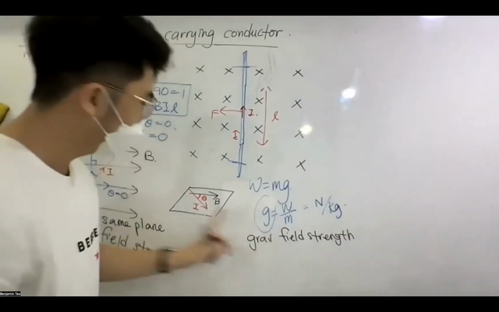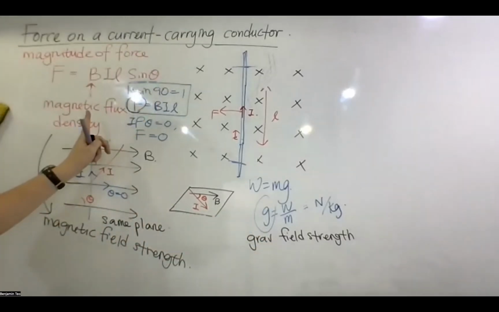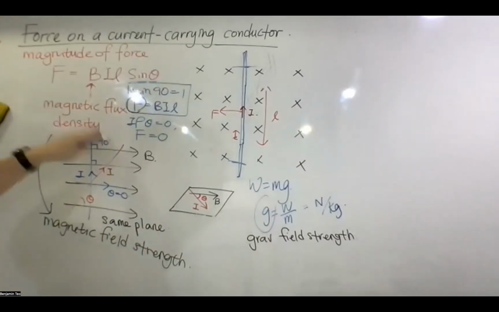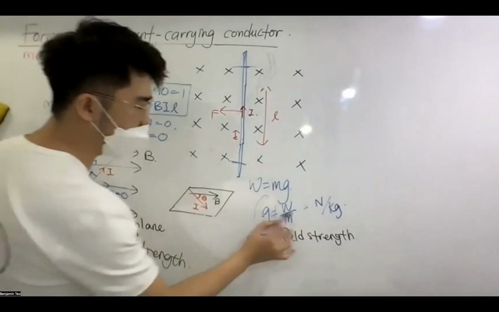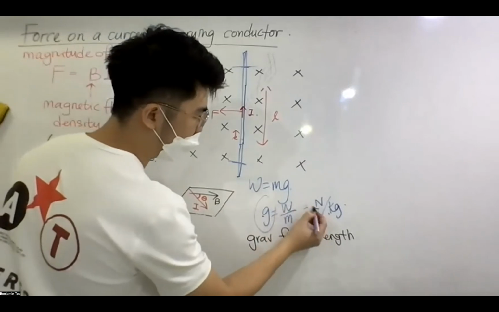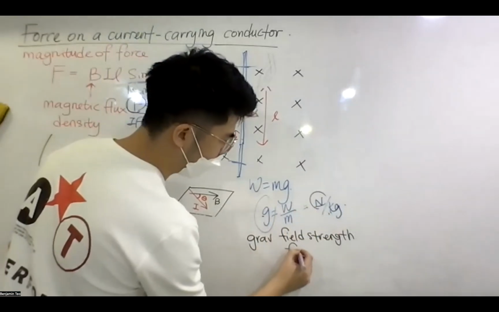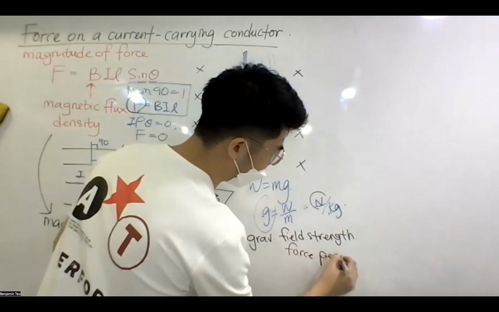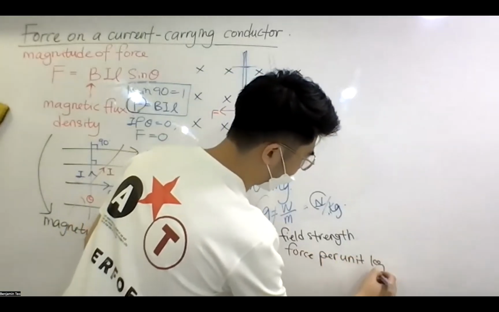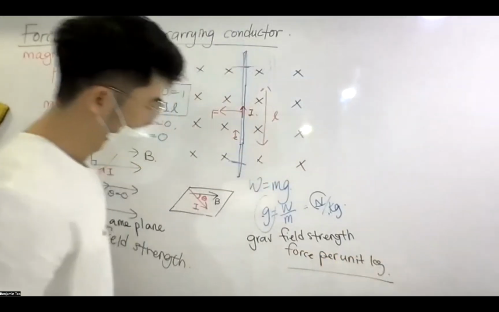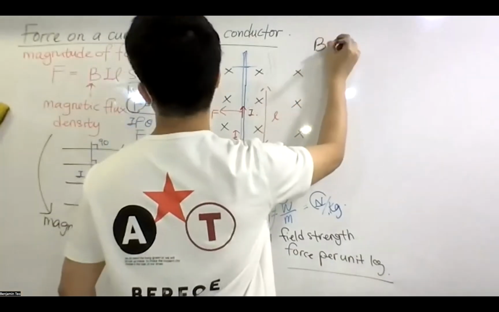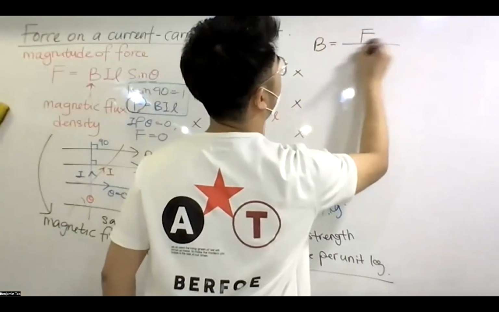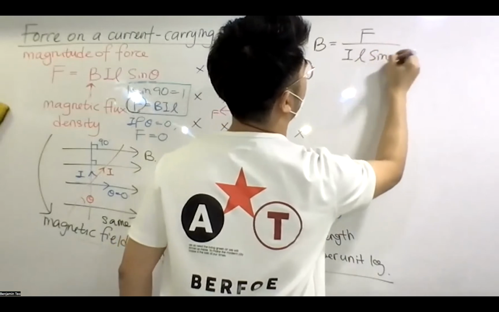Then, how do we define this one? Based on the formula, you say it is force per unit kg. This is the definition. Then what is this? Then we move the formula like this. B equals F over IL sine theta.